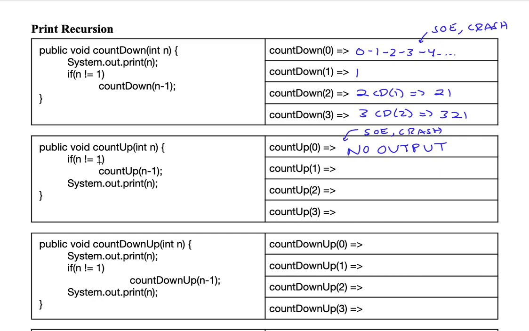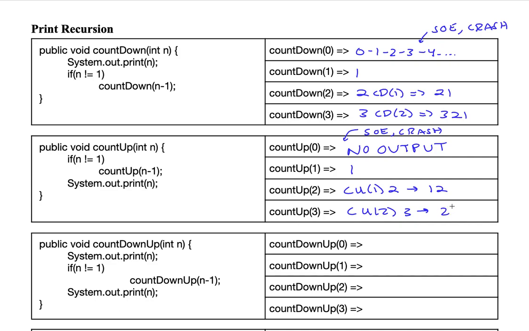So let's look at count up of 1. Once again, 1 does equal 1, so we don't do the recursion, but we print out the 1. So what does count up of 2 do? Well, 2 doesn't equal 1, so it does count up of 1, followed by the printing of 2. We know that count up of 1 gives us a 1, so this is 1, 2. Count up of 3, because 3 does not equal 1, first does count up of 2, followed by the print of 3.